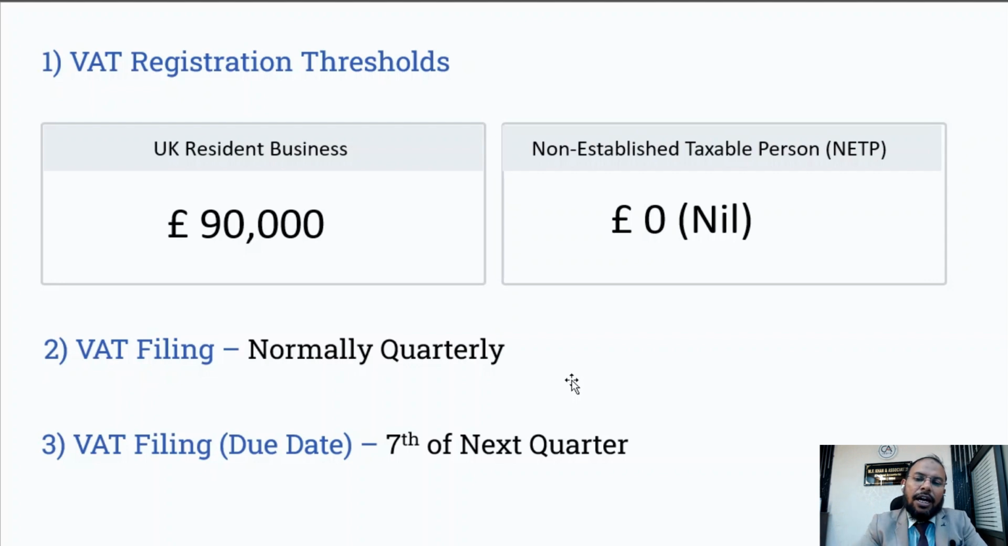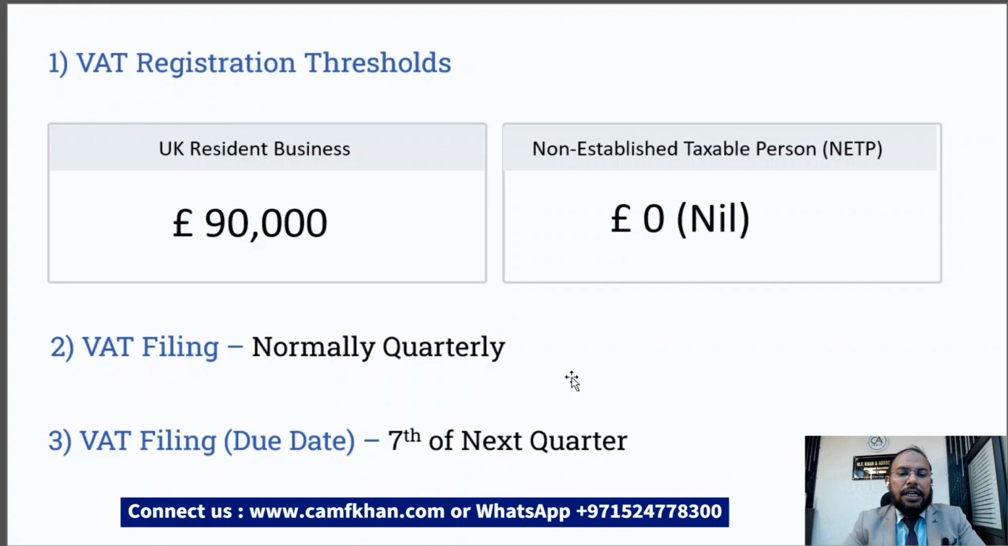So if you fall under non-established taxable person, you have to take VAT registration even before the first sale. So remember, if you are exporting goods to the UK via an e-commerce platform, then you have to register for UK VAT. Further, regarding VAT filing, in UK VAT you have to file your VAT return on a quarterly basis.